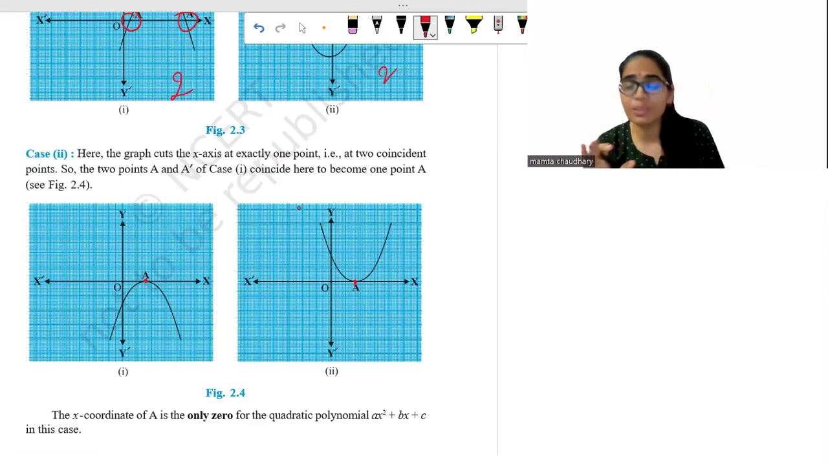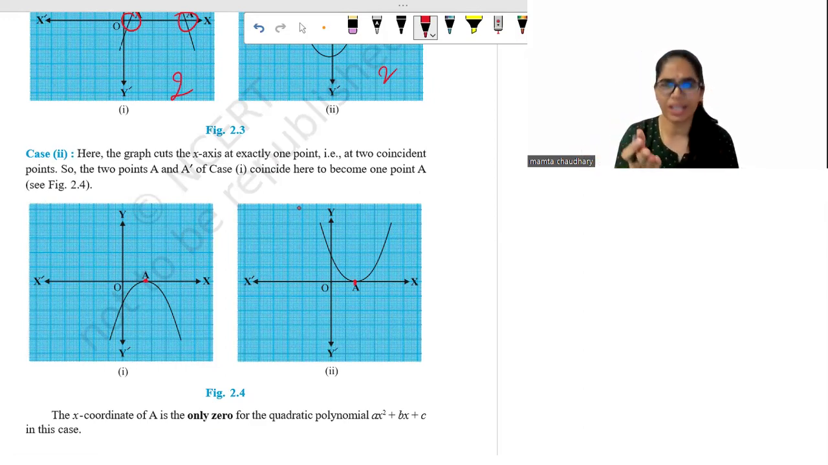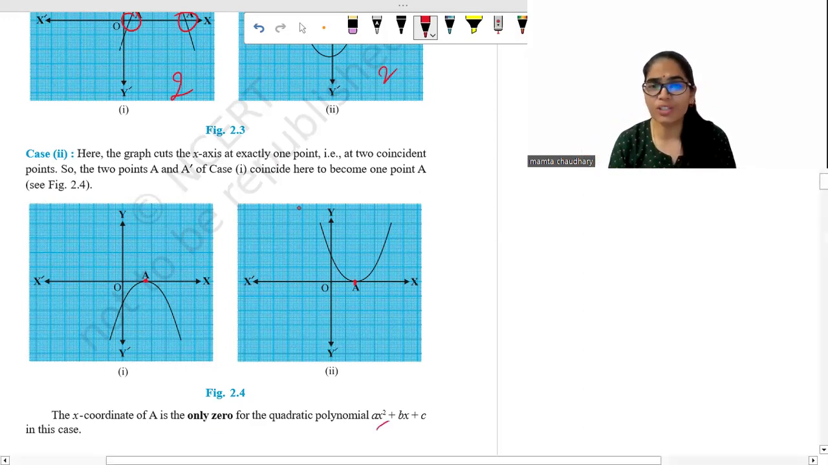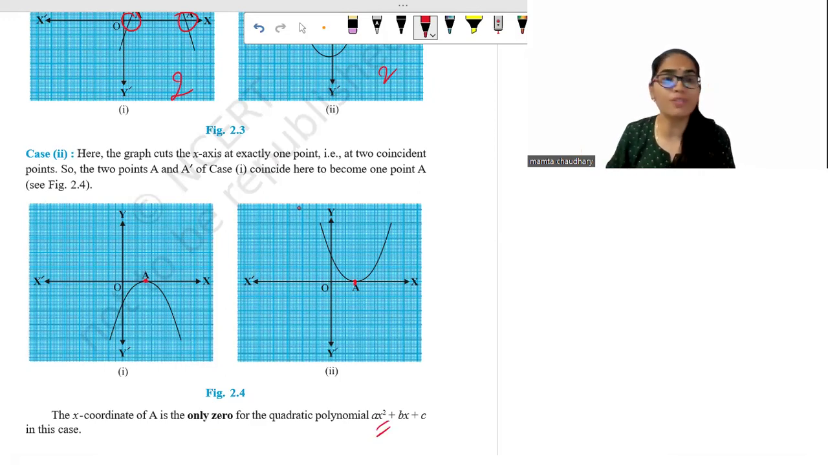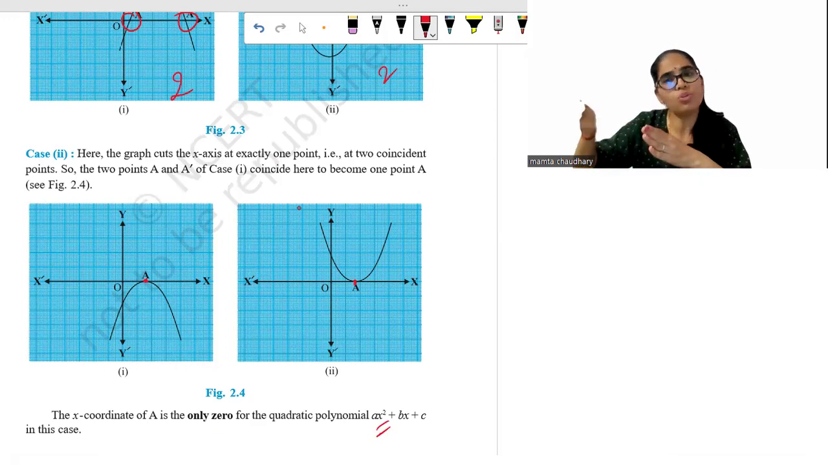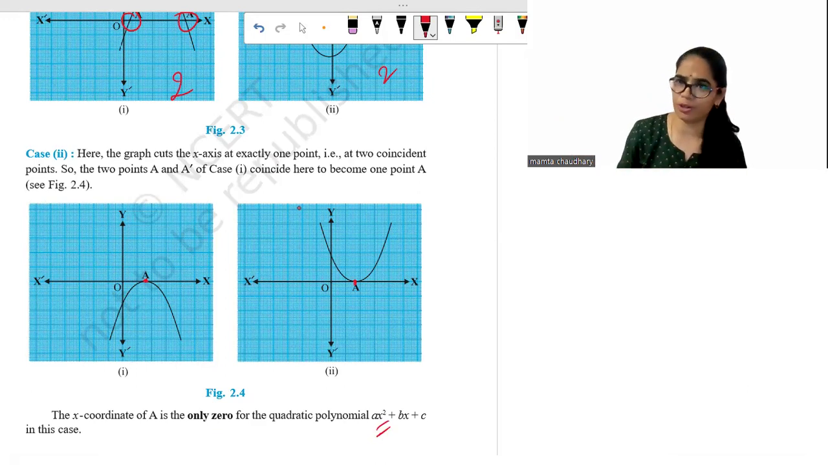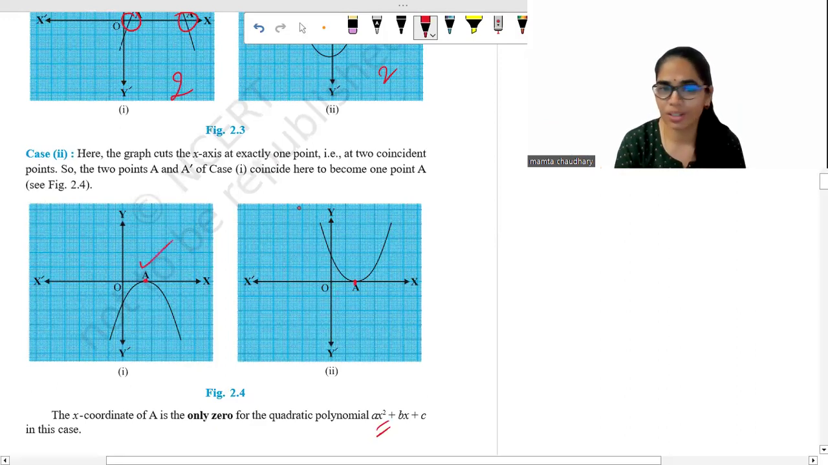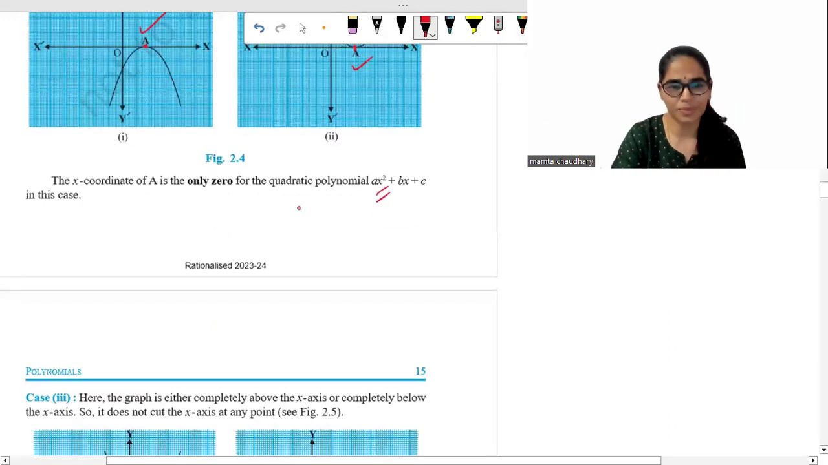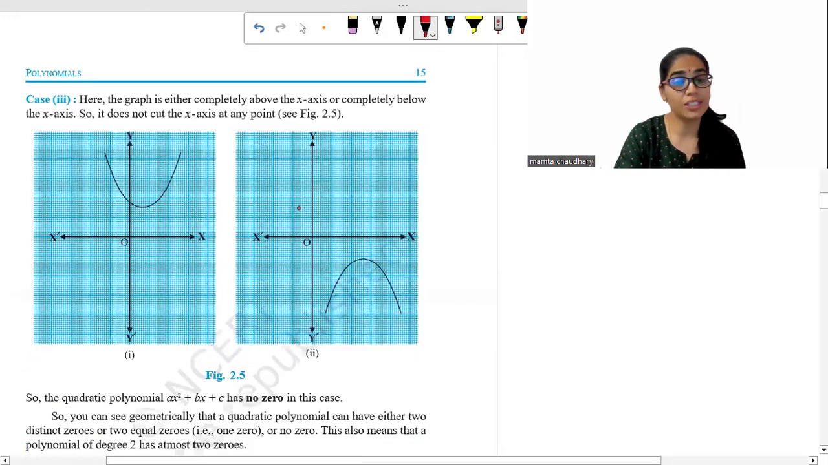Now you might be surprised, because just now I said that whatever is the highest power, that many zeros are there, but now I am saying only 1 zero. Why is it so? Because if we have 2 zeros and the values of both zeros are the same, it means both zeros are coinciding at one place. So ultimately we can say that there is only and only 1 zero here. Understood?